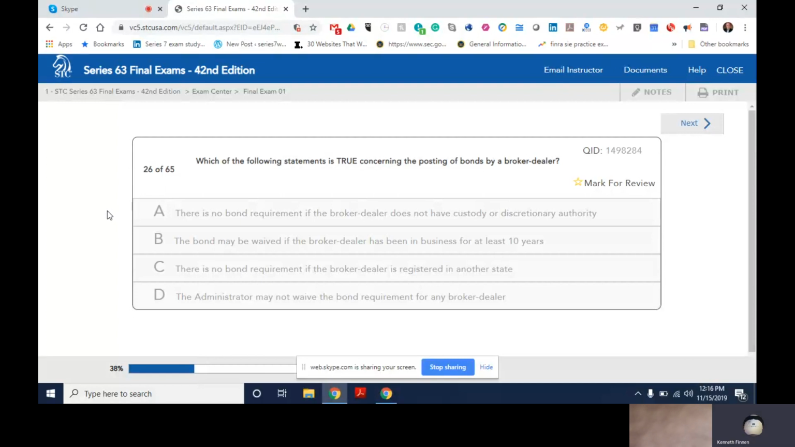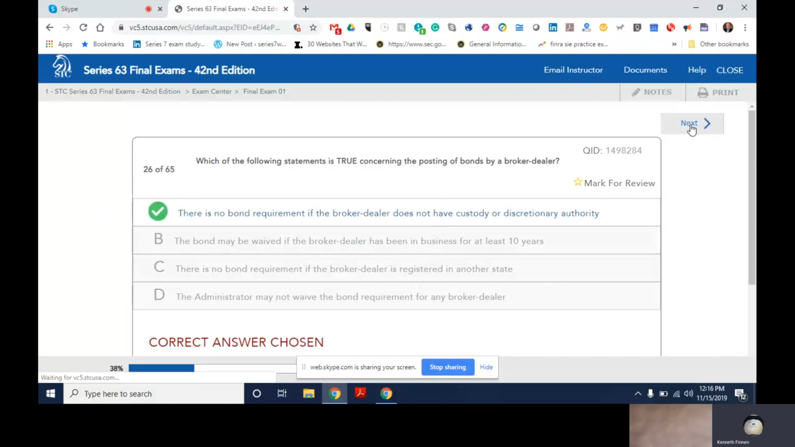There is no bond requirement if they don't have custody. That's a true statement. Because remember, you have to think surety bond, custody, surety bond, custody. You can only waive it if they have enough net capital, not if they've been in business. Basically, surety bonds are for custody. So I would say A is the only answer that could work.